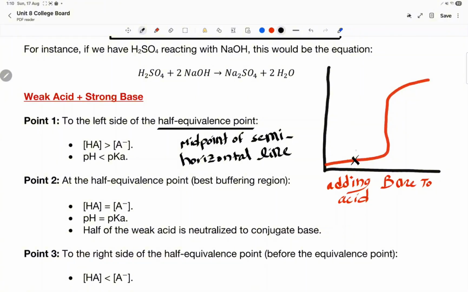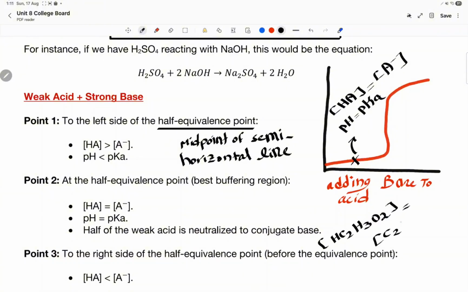What happens at the midpoint? The pH is equal to pKa. That's because the concentration of the acid is equal to the concentration of the conjugate base. Yeah? Not the base? No, conjugate base. Like for example, the concentration of the HC2H3O2 is the same as the concentration of the C2H3O2 negative.